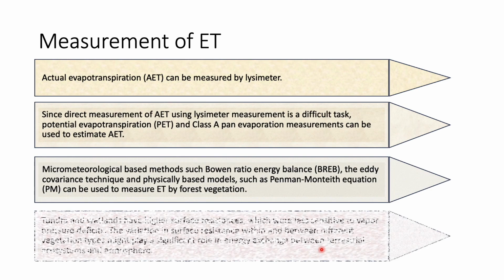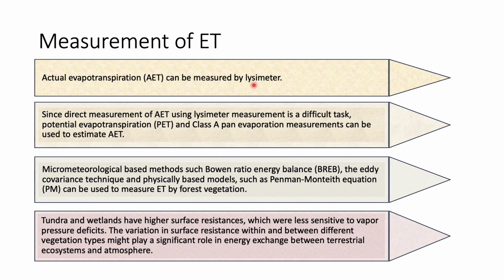And how is the evapotranspiration measured? This is measured using a lysimeter. Making this direct measurement, especially in the Arctic region, is a very difficult task. The potential evapotranspiration and the class A pan evaporation measurement can be used to estimate the actual evapotranspiration. So here we use models to figure out how much actually would have happened. And of course, micrometeorological based methods such as Bowen ratio energy balance, the eddy covariance technique, and physically based methods like the Penman-Monteith equation are used for the calculation of ET by forest vegetation.